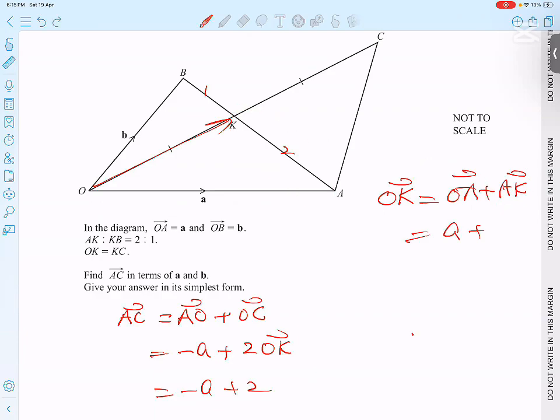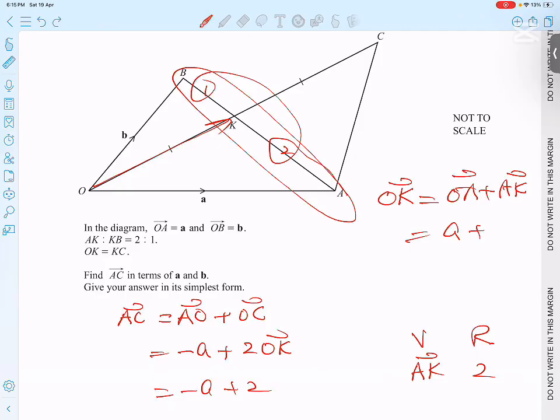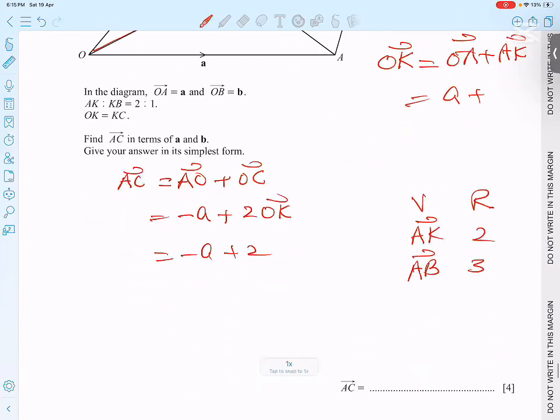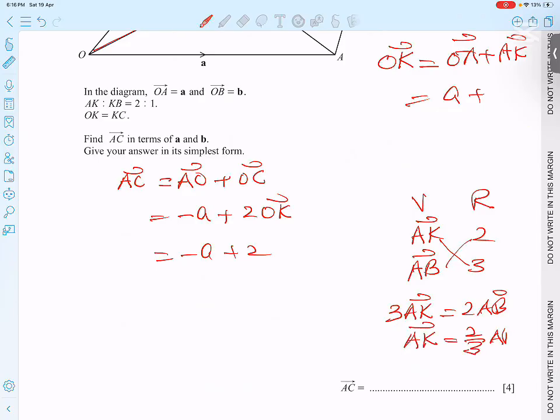So I'm writing V for vector, R for ratio. What I'm looking for, students, is this one. So I'm writing here AK and 2 ratio, logic, because you can see clearly. And what is AB? Full ratio is 3, 2 plus 1, 3. So I'm writing here AB, 3. Cross multiply. So I got 3 times AK is equal to 2 times AB. This 3 will go under it, and I got it. AK is equal to 2 by 3 times AB. I am copying this here.